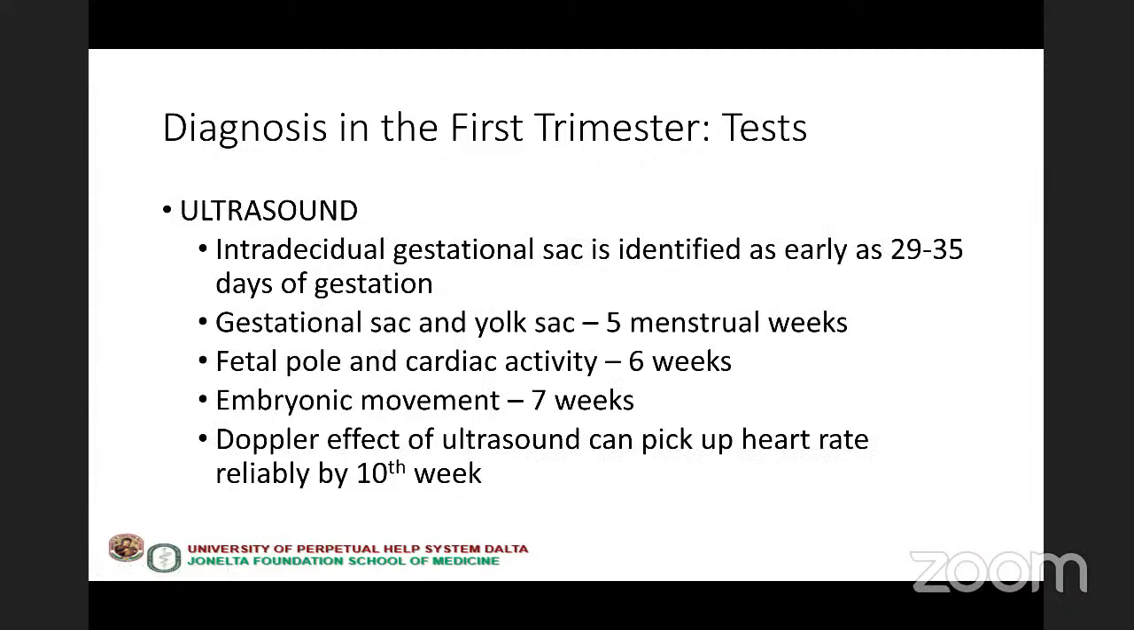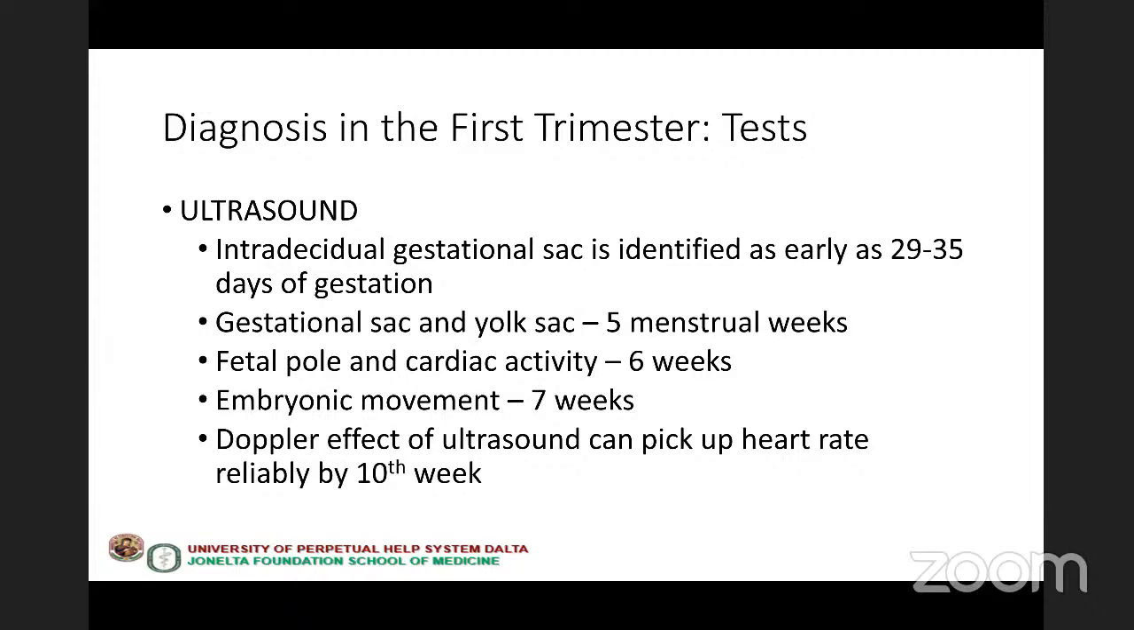Okay. HCG would be one of the easier things that we do to detect pregnancy, and there are home kits abound. Okay. For OBGYNs, we use and request for an ultrasound. Okay. So this would show an intradecidual gestational sac, which is identified as early as 29 to 35 days of gestation. Your gestational sac and your yolk sac would be 5 menstrual weeks. Okay. So it has delayed detection compared to your HCG.